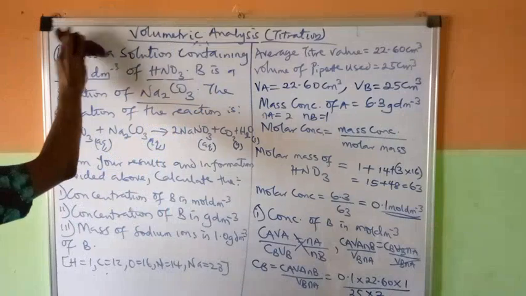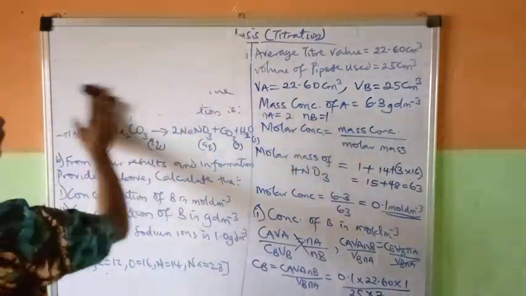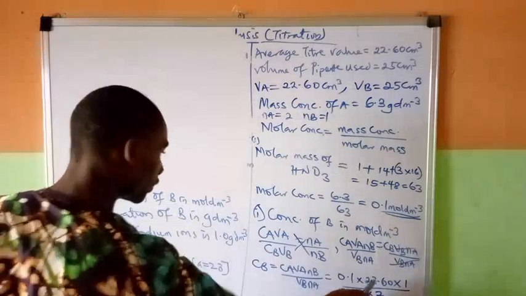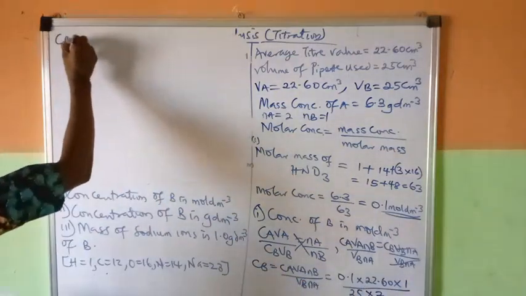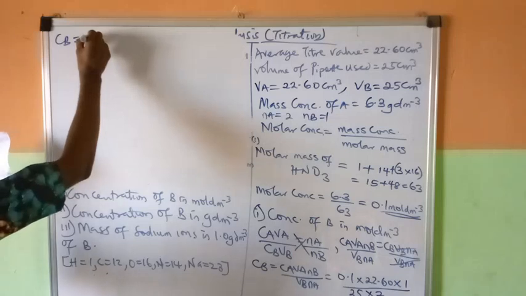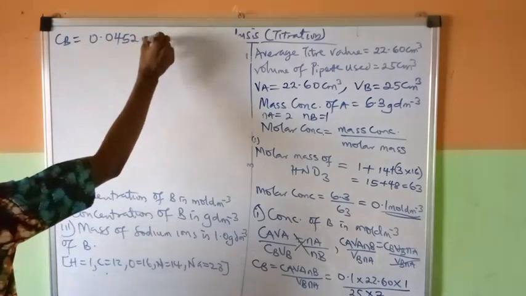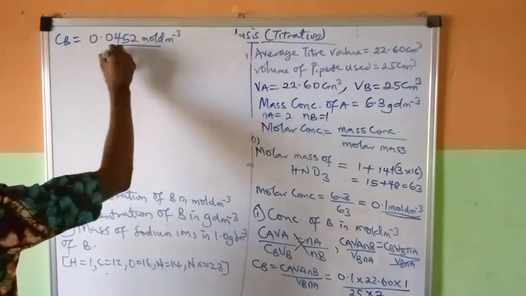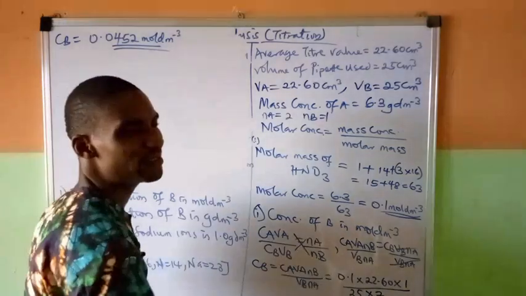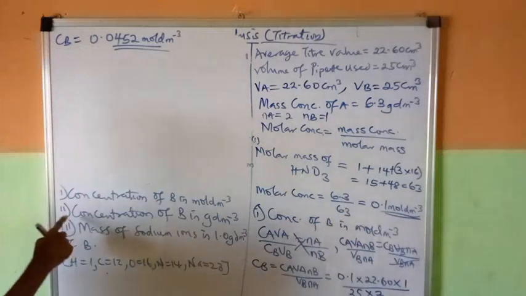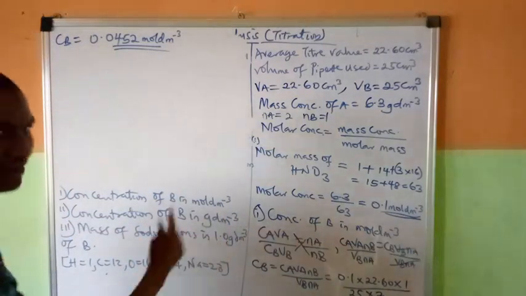So I think I can wipe this side. So when you punch this on your calculator, your Cb, which is the molar concentration of B, is going to be 0.0452 mole per dm cube. So you have succeeded in calculating the molar concentration of the base. That being said, the next question now says calculate the concentration of B in gram per dm cube.